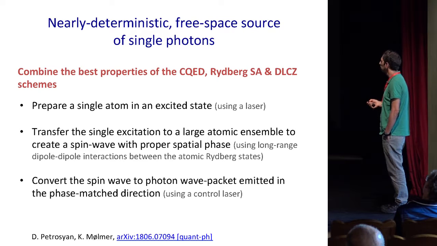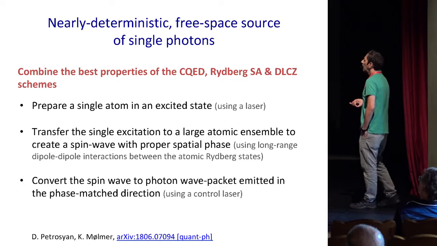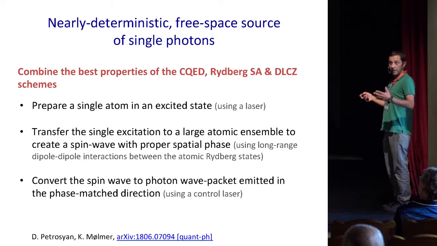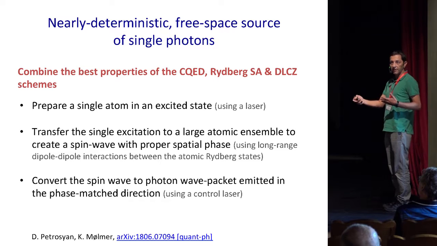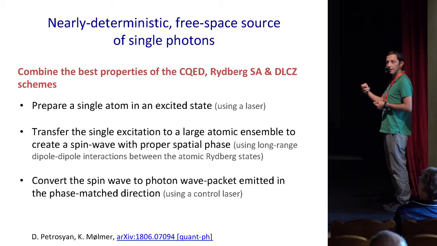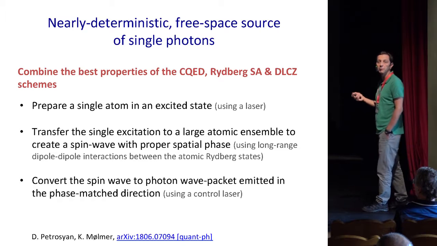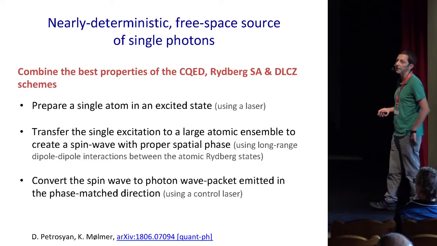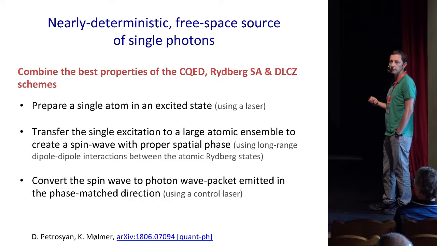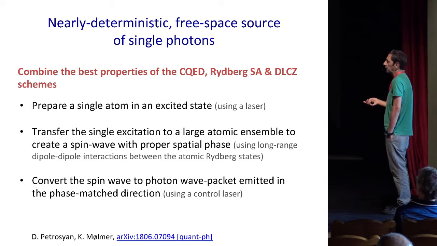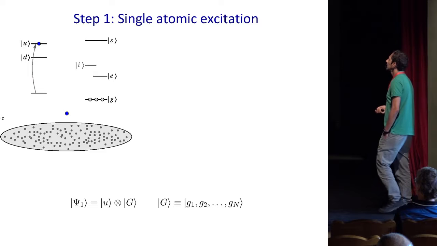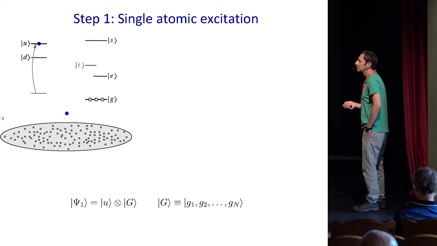And for this, I will use a long-range dipole-dipole interaction between the Rydberg states of atoms. And then on the third step, I have this well-defined spin wave with well-defined phase in a large atomic ensemble, and I can use this TLCZ protocol and emit it, or like stop light for the EIT business, and emit it into the phase match direction. Okay, so that's the general idea. And let me just quickly now explain the details of it.